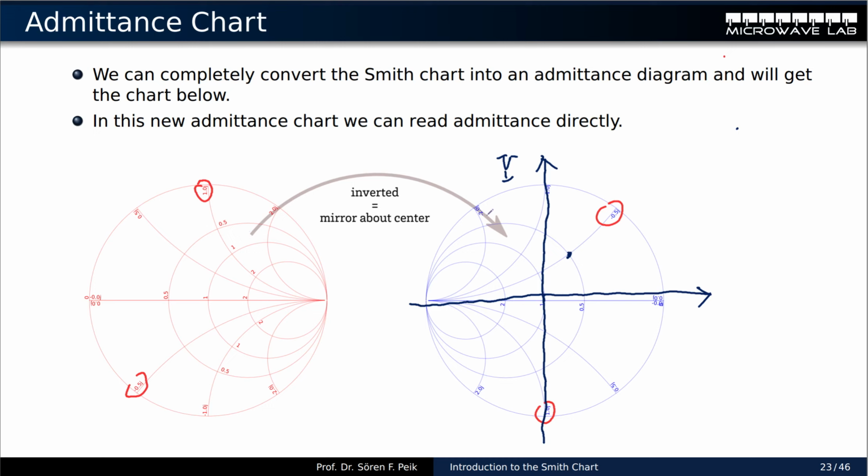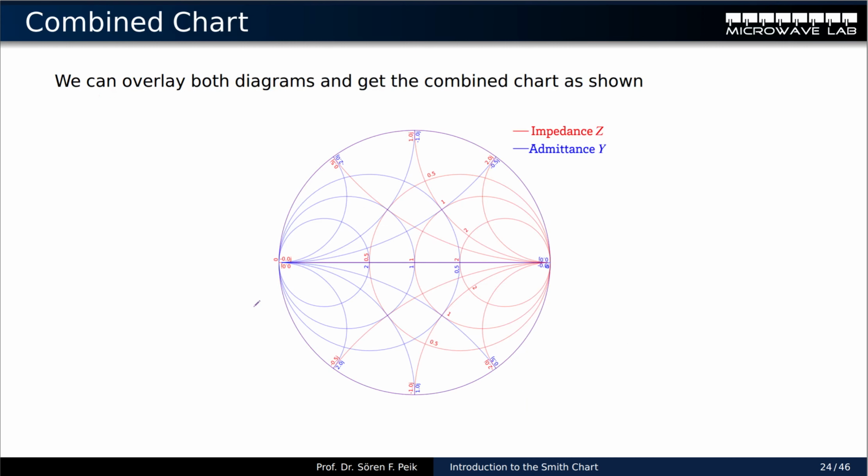When you convert between impedance and admittance, you have to mirror the point. In order to put everything together, someone, and the name is unknown, had the idea to put the two charts in one chart, and then it looks like this. Extremely confusing, but also extremely technical. So if you want to impress people, show them this chart.